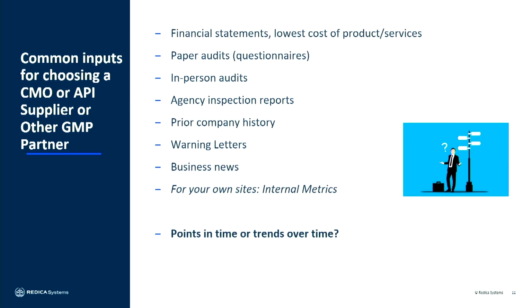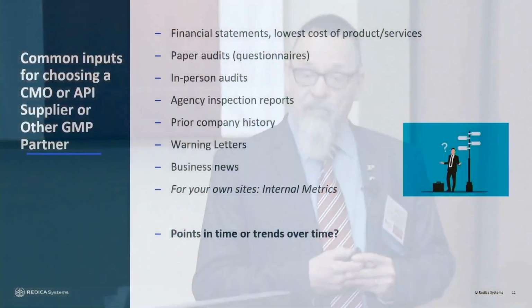So how do you choose a CMO or an API supplier or any other GMP partner? A lot of times it comes down to financial statements and lowest cost. I could go on for a long time about lowest cost and the quality problems that lowest cost can buy. I've seen it many times. We're not going to talk about that. But we are going to acknowledge that that's an important input, right? We're all in business. It's an important input. But in addition to that, maybe you do paper audits. Maybe you do physical audits.